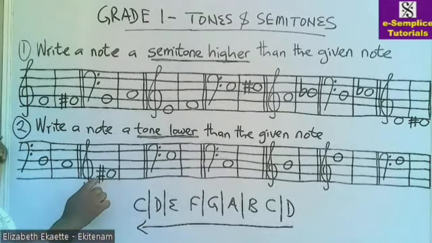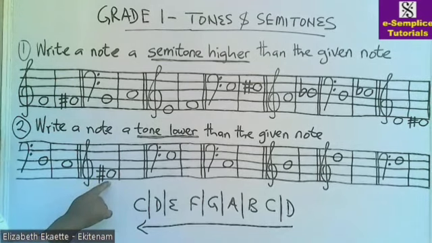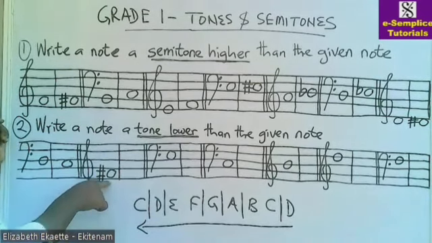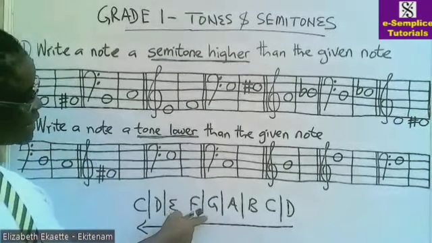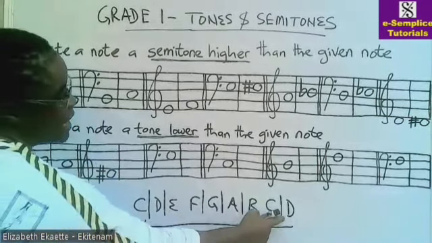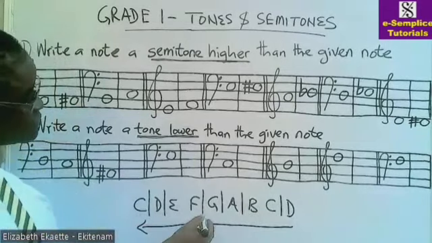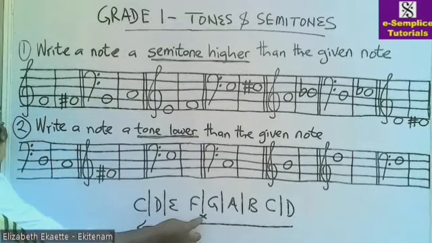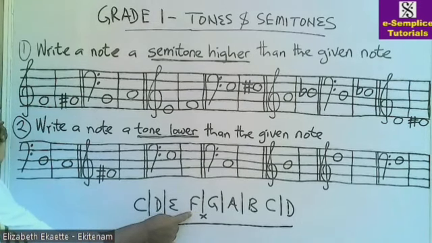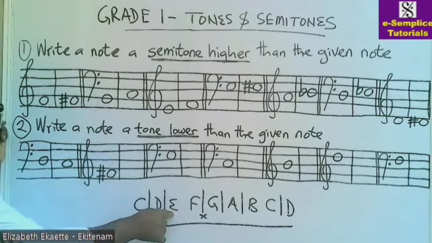The next question is treble clef, and we are given F sharp. So I come to the keyboard and mark F sharp. Now this is F sharp. It's a black key. And I'm to do a tone lower. From F sharp to F is 1 semitone. F to E is another semitone. So that makes two semitones, which is a tone.